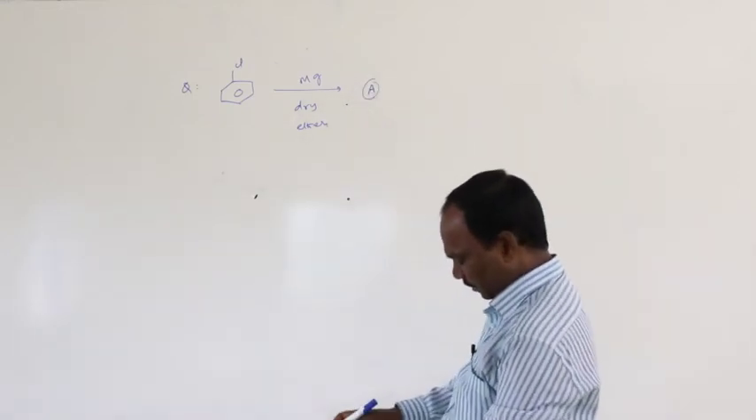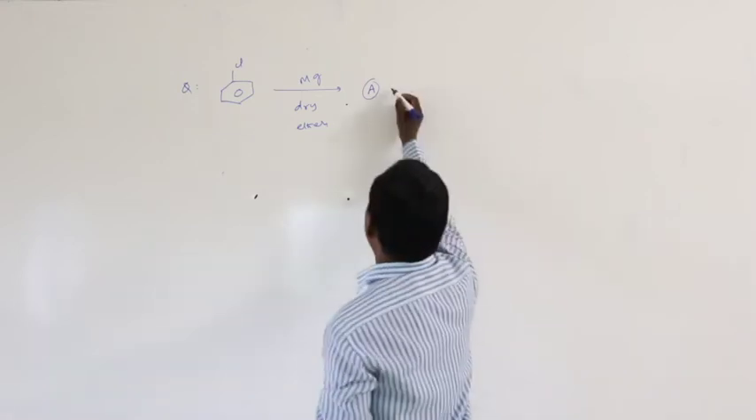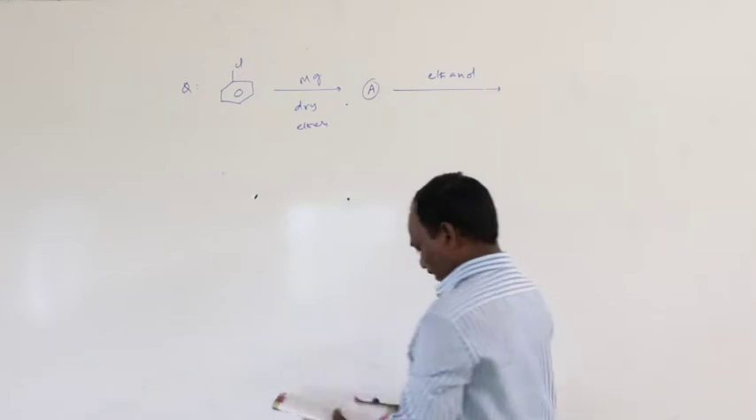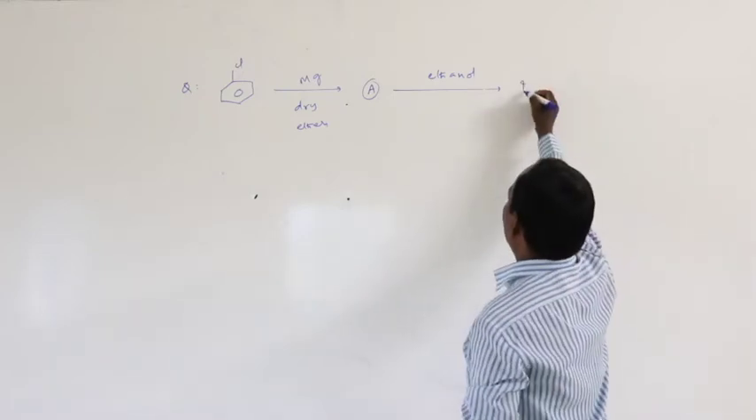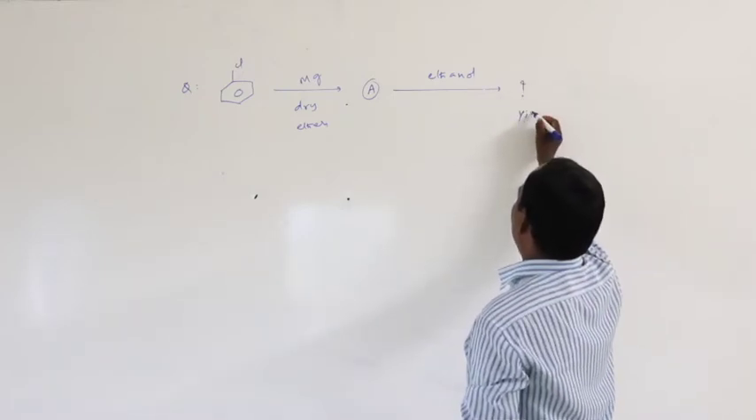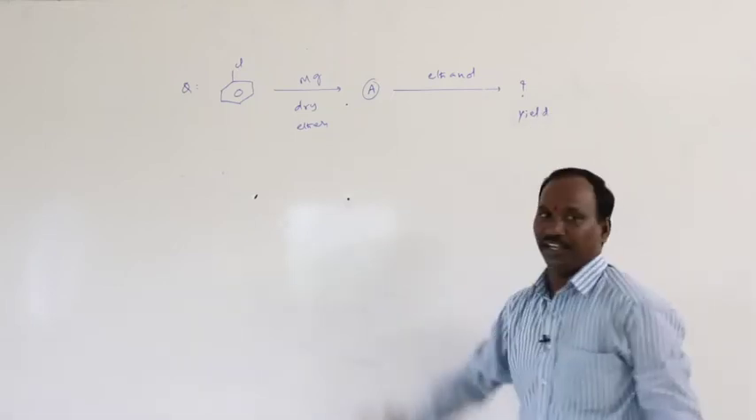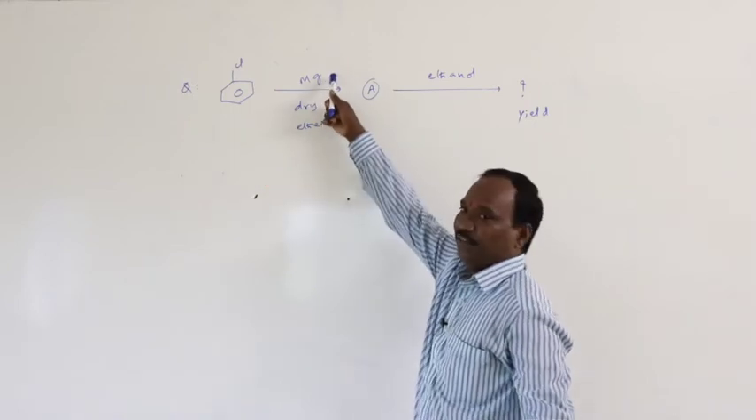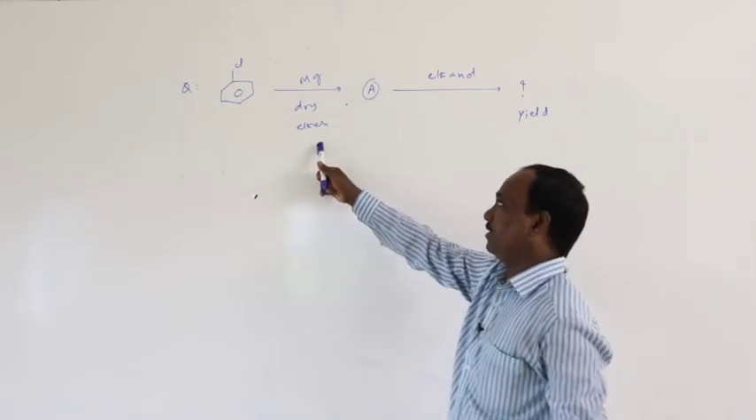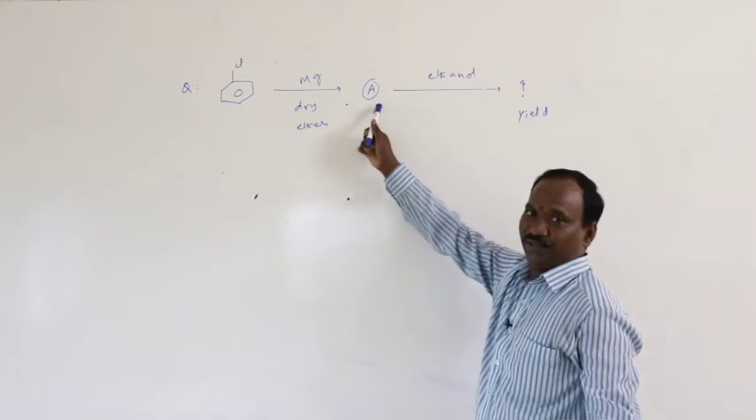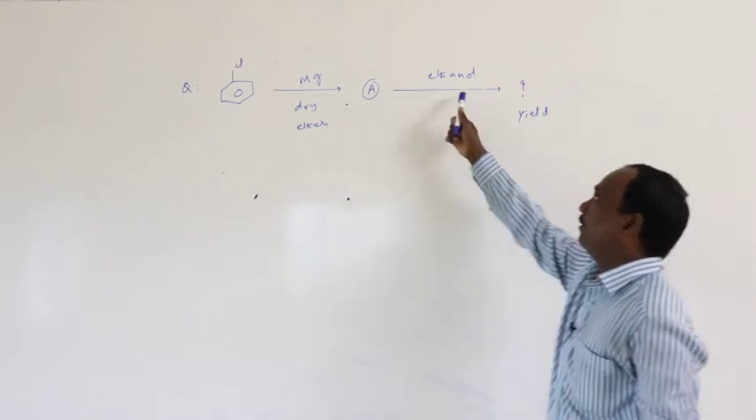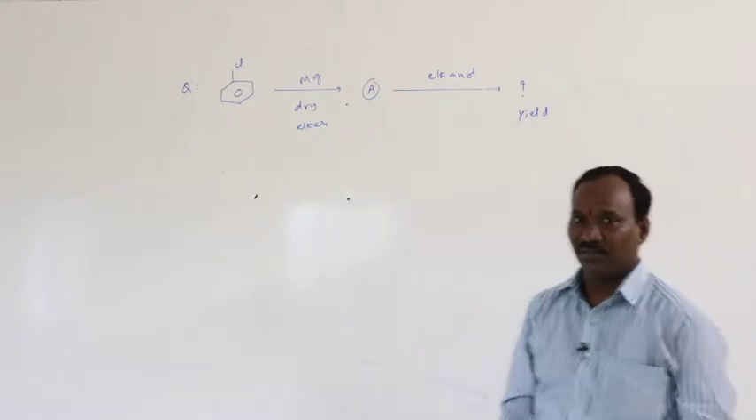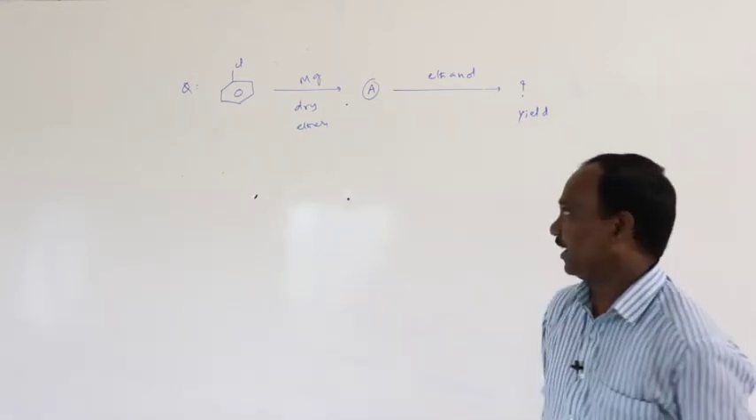This compound A on treatment with ethanol, it reacts with ethanol. What is the product or yield obtained in this reaction? Chlorobenzene on treatment with magnesium metal in the presence of dry ether gives compound A. This compound A on treatment with ethanol, what is the final product obtained in this reaction?